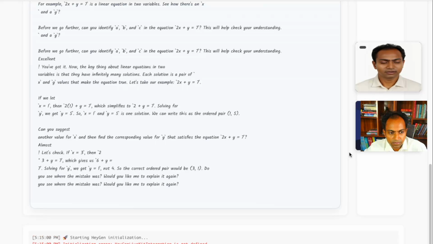Do you see where the mistake was? Would you like me to explain it again? Yeah, but can you take a more real life example so that I am able to clearly relate with it?